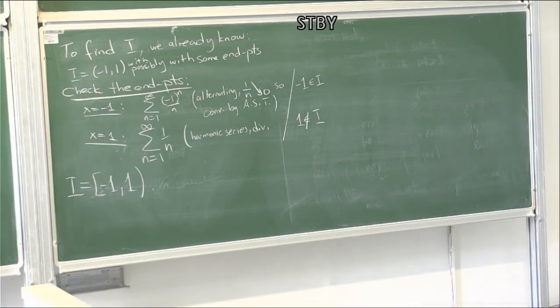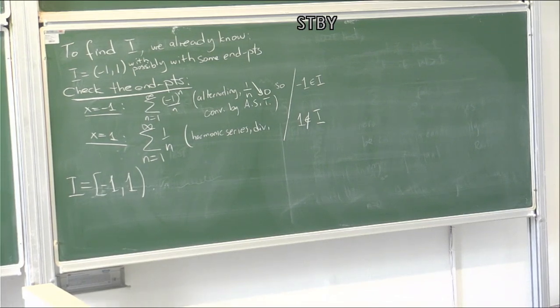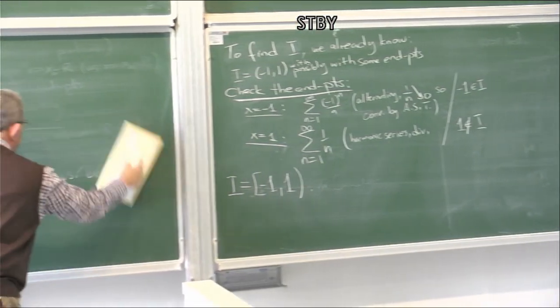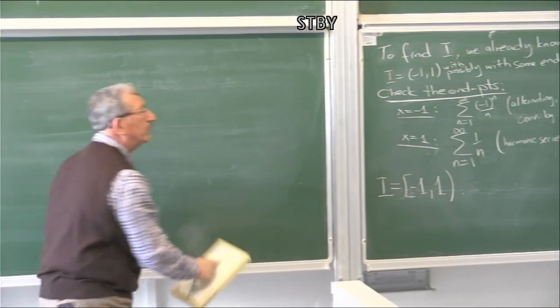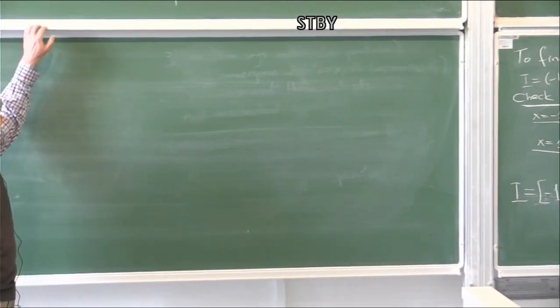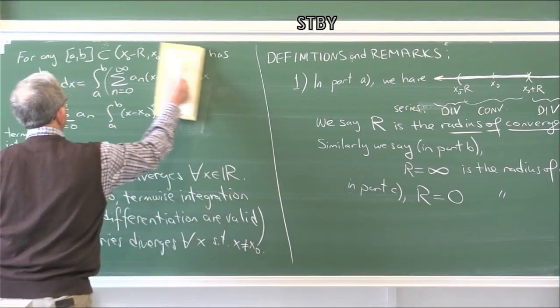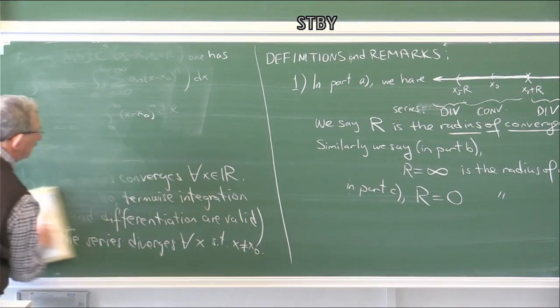Now let us see that this endpoint property, that is, whether the endpoint belongs to the interval of convergence or not, depends on a_n quite heavily.